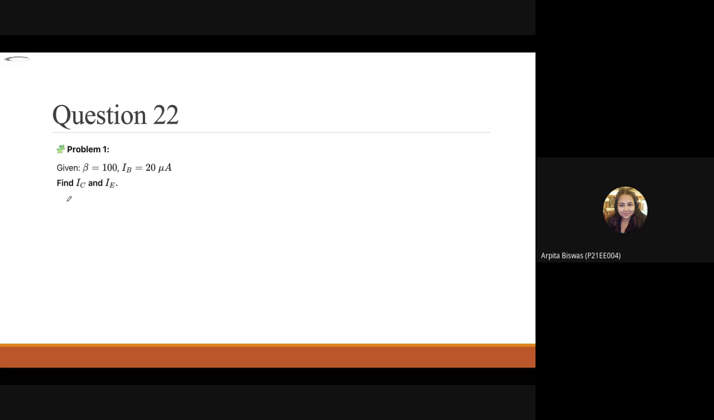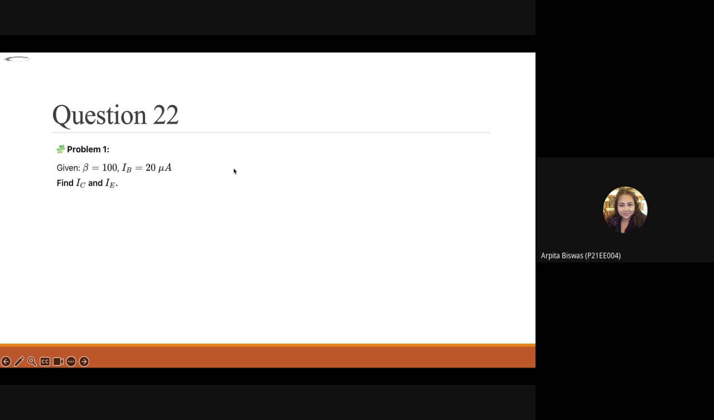So please tell me what is the value of this IC and IE. IC is 12,000 and I is... Tell me how to calculate the value of IC. How have you calculated IC? IC equals beta times IB, ma'am. Yes. So beta times IB.